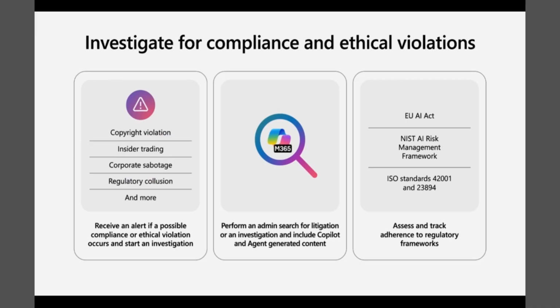So we can also talk about investigating. So investigating for compliance and ethical violations. We can receive an alert if a possible compliance or ethical violation occurs. We can start an investigation into that. We also have the ability to perform an admin search for litigation or for an investigation and include Copilot and agent generated content. And lastly, we can assess and track adherence to regulatory frameworks. So you see three that are listed here.